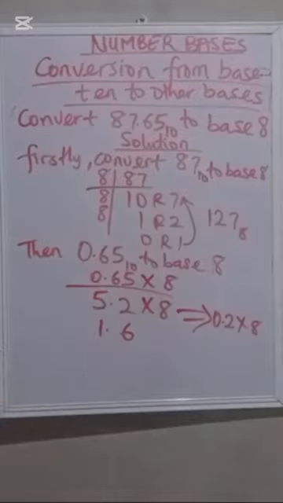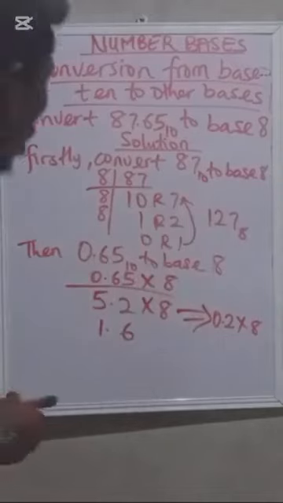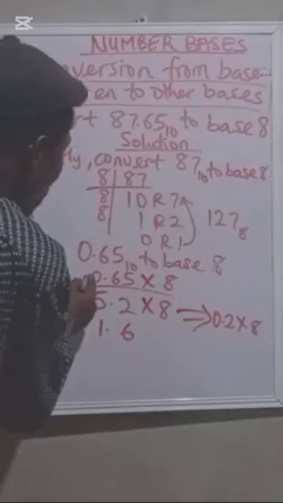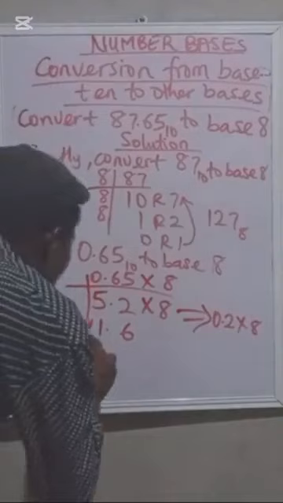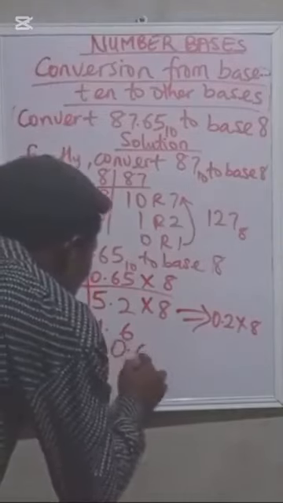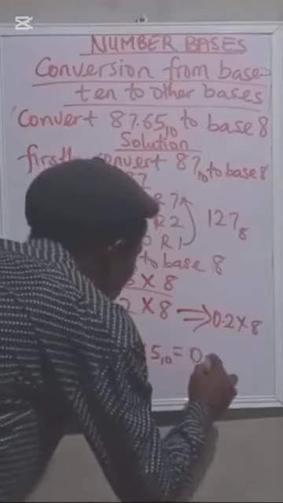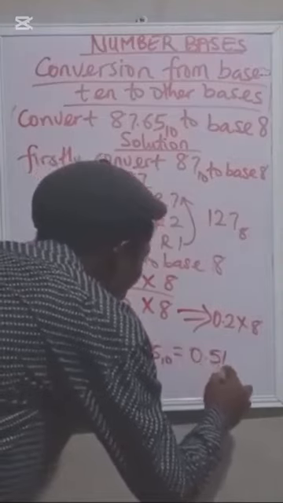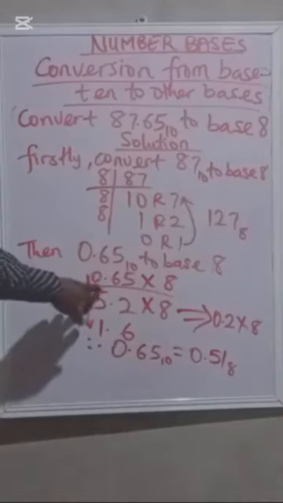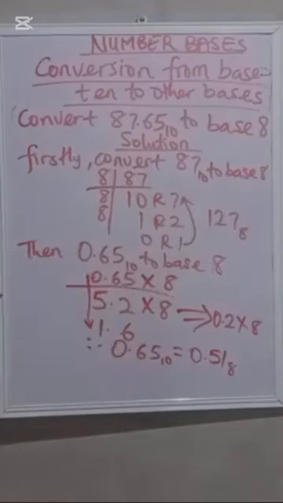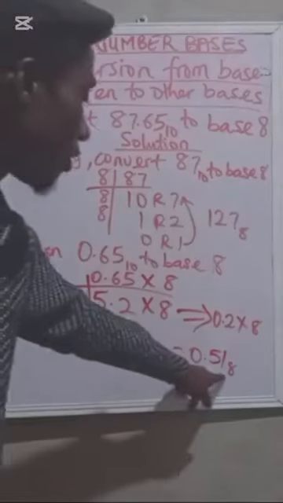So if we now want to write what 0.65 base 10 in base 8 is going to give you, it means the numbers from this point, starting from the top to the bottom, that's what it's going to give you. So therefore, 0.65 base 10 is going to be equal to 0.51 base 8. That is what it's going to give you. The last one is 0, so that's why I slashed it. So it will now be 0.51.